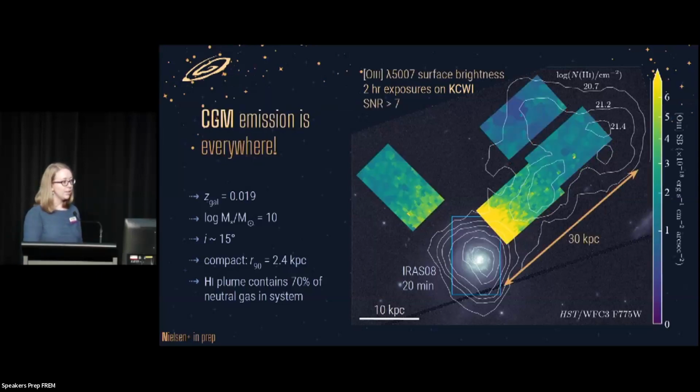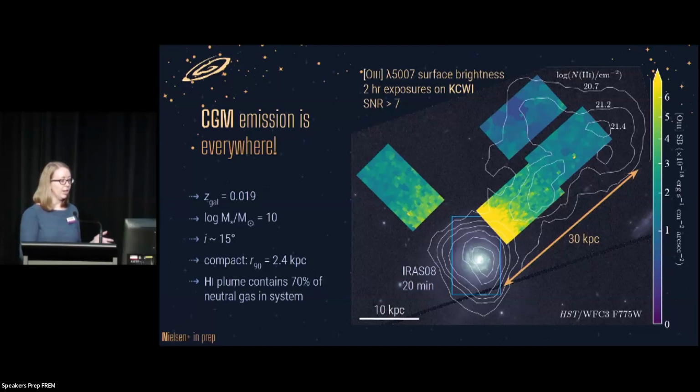So here is the O3 surface brightness map with KCWI, where the signal to noise ratio is greater than 7 in every location that we see here. But we found emission from the CGM everywhere we looked. We found it all the way out to 30 kiloparsecs, and it likely goes out much further beyond. So that was actually quite exciting.